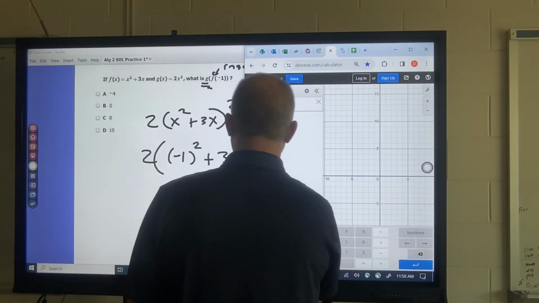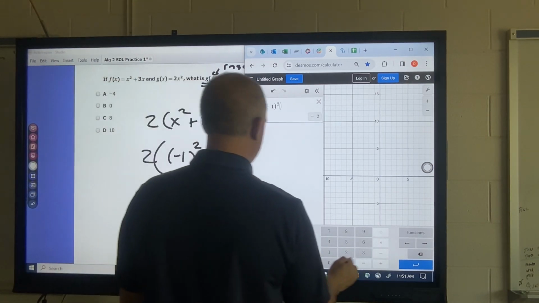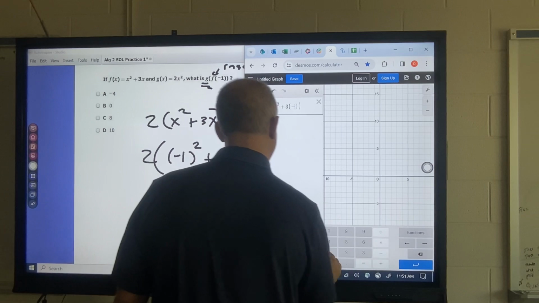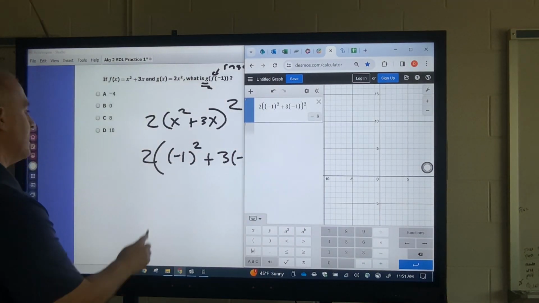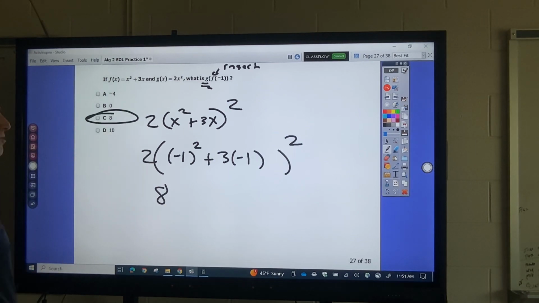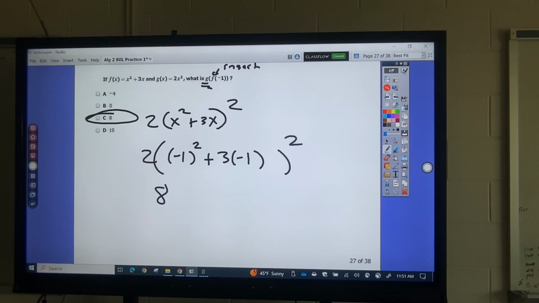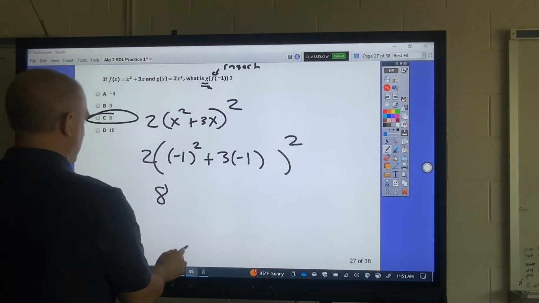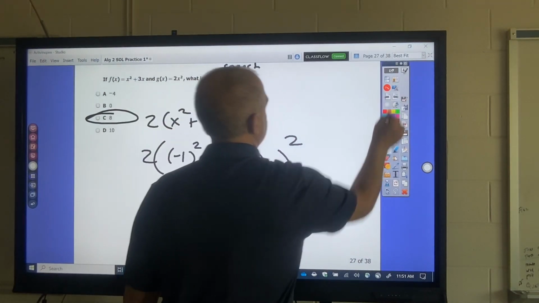2 parenthesis, an extra parenthesis, negative 1 squared, plus 3 parentheses negative 1. There it squared. Gives me 8. If you wanted to actually figure that out and then insert it, that works too. Okay, let's go on to the next one.